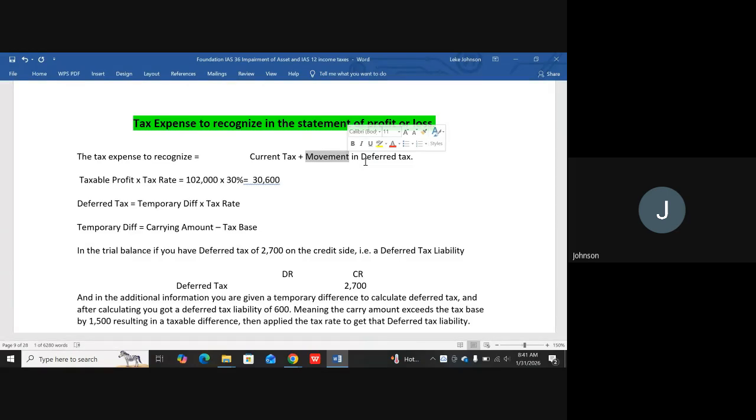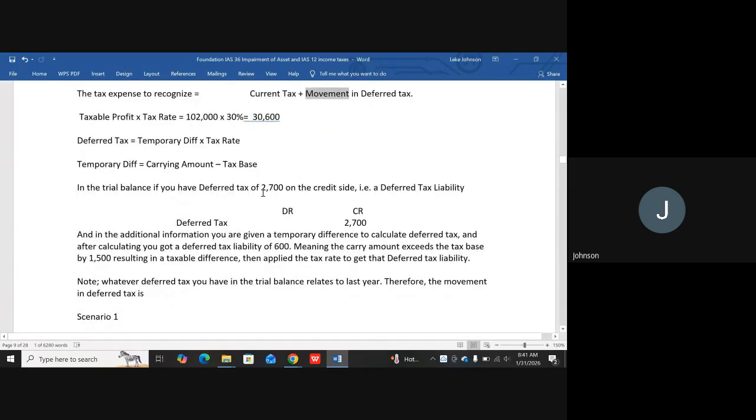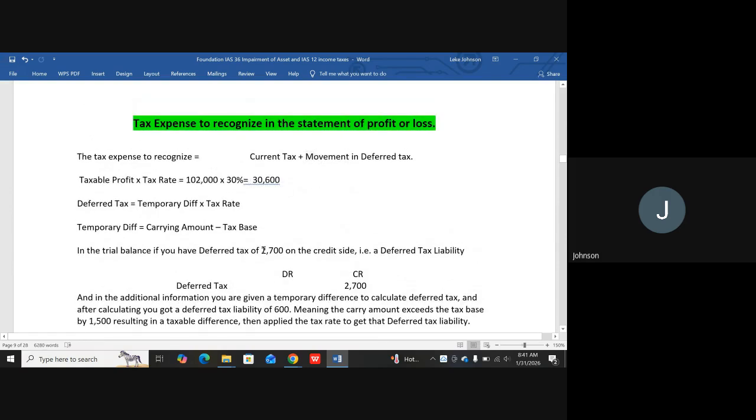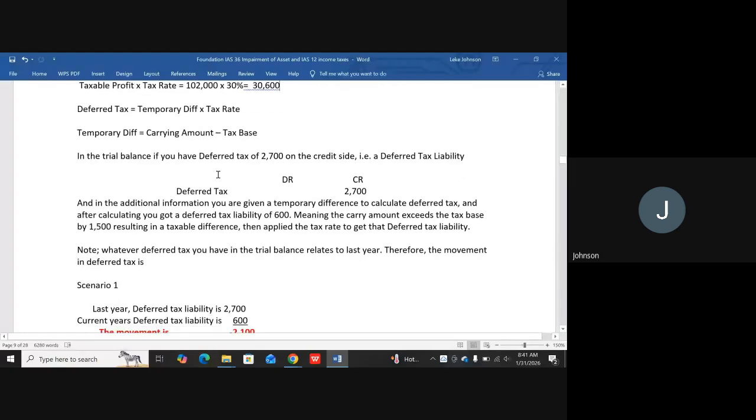Yeah, so what are we now looking at? I've explained all this for us. I just wanted us to digest them so that it doesn't look like I'm rushing us. So yeah, we now come further. We now say that in the trial balance, if you have a deferred tax of 2,700 on the credit side, it's a deferred tax liability. So you know that liabilities are always on the credit side, right?